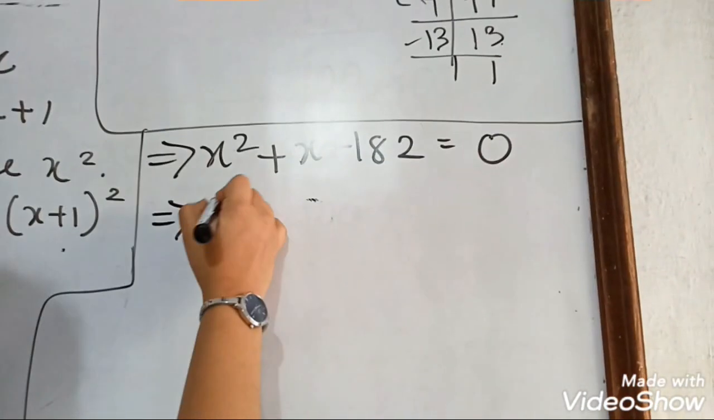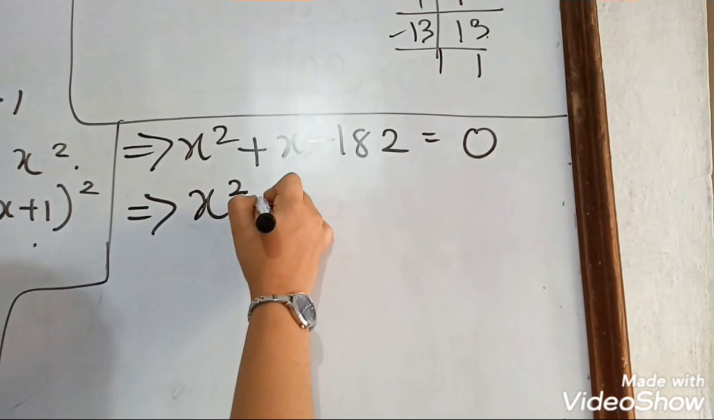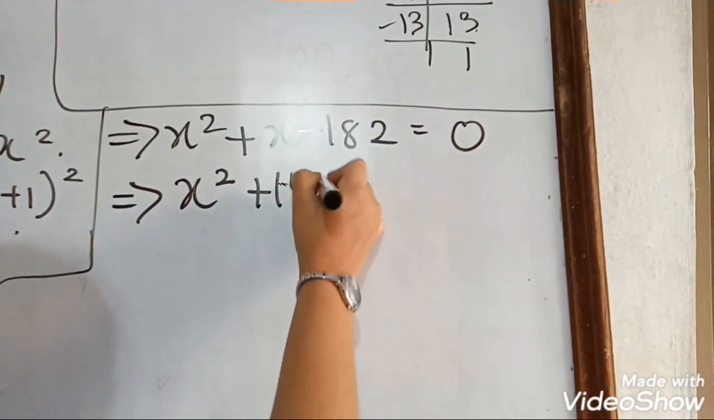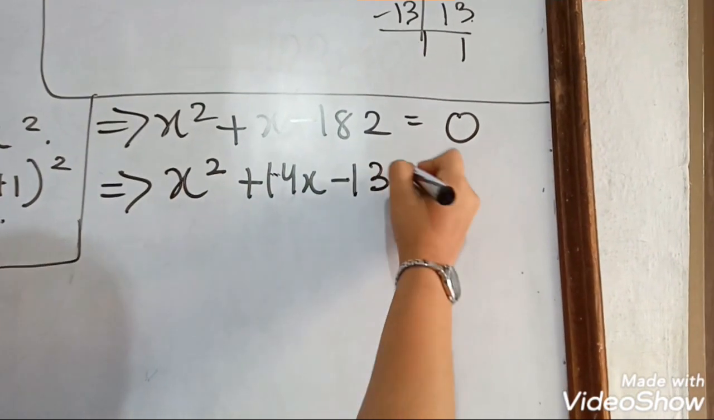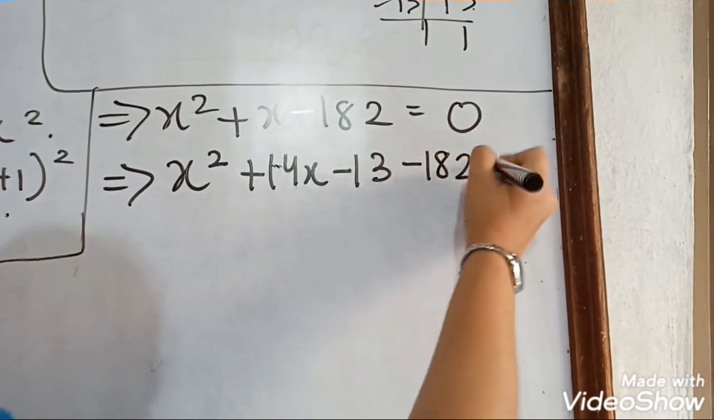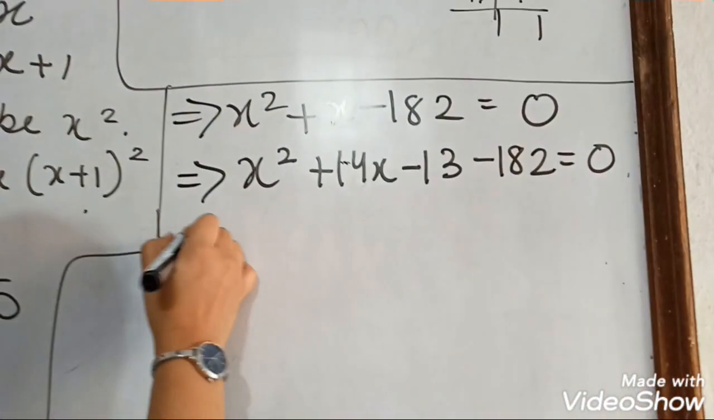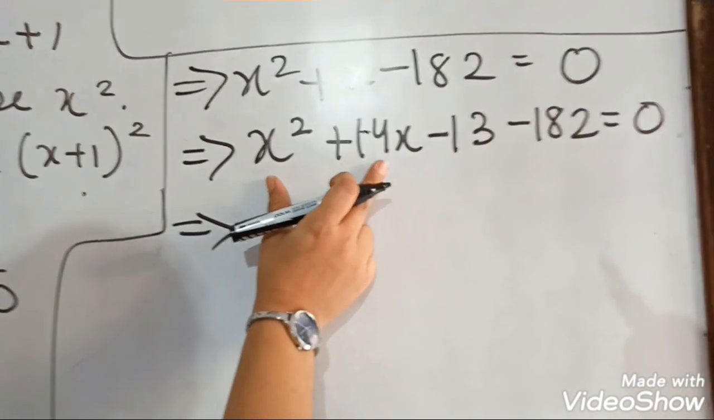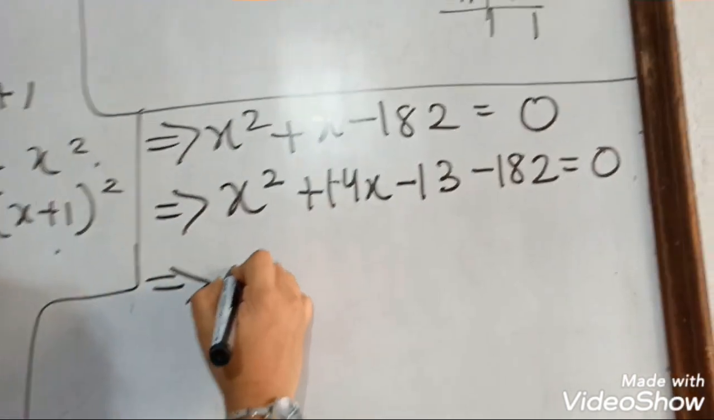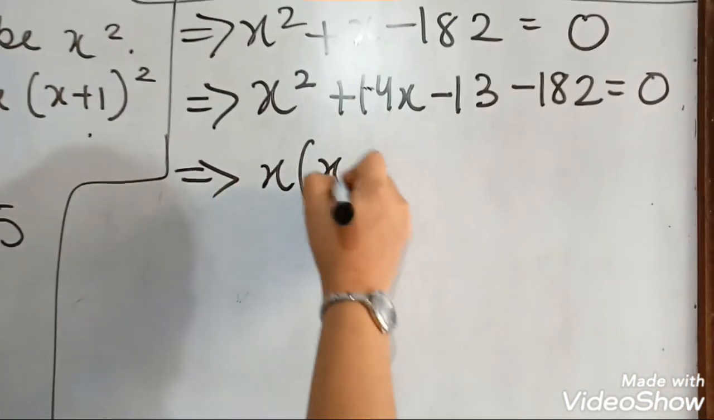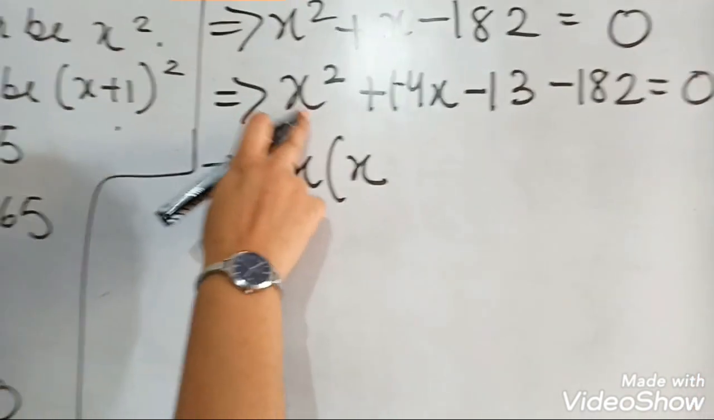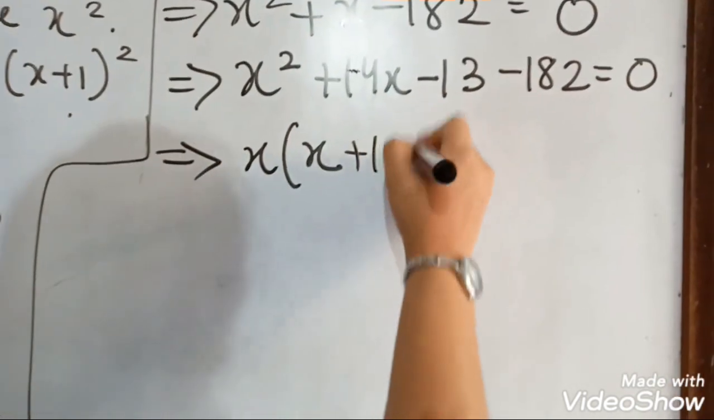Let us split the middle term. This will be x squared plus 14x minus 13x minus 182 equals to 0. Let us take x common from these two terms. So over here it will be x, we are taking x common, so we are left with x plus 14.